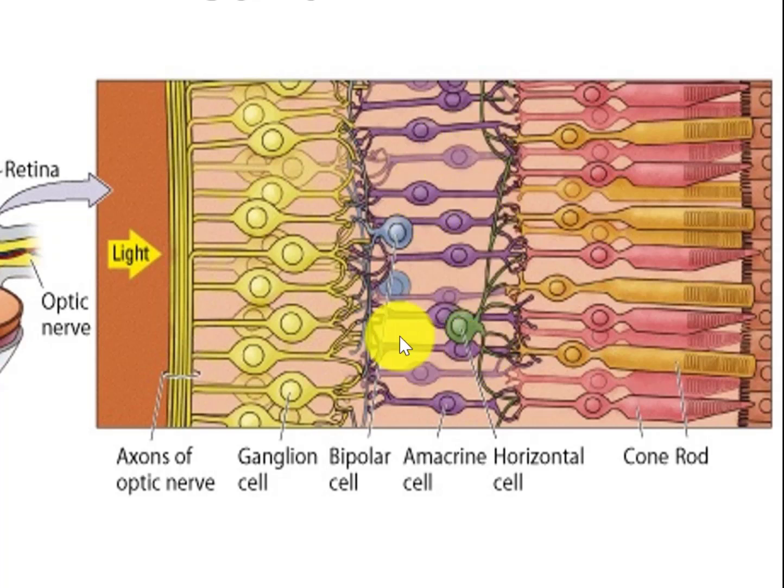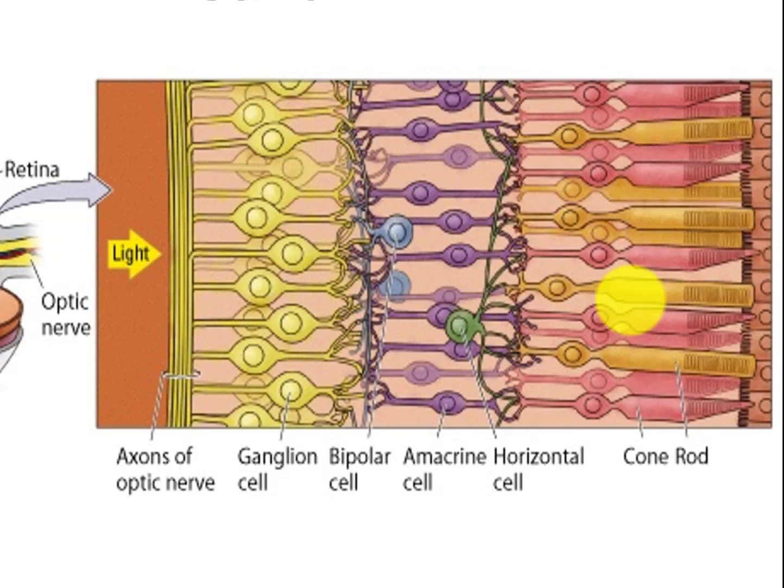Then you have these intermediate cells. These don't respond to light either. These are things like bipolar, amacrine, and horizontal cells. The light actually has to travel all the way back and hit these cells here. These are photoreceptor cells. There are two main types of photoreceptor cells I'm going to talk about: rods and cones.